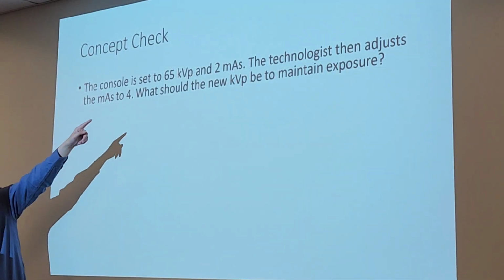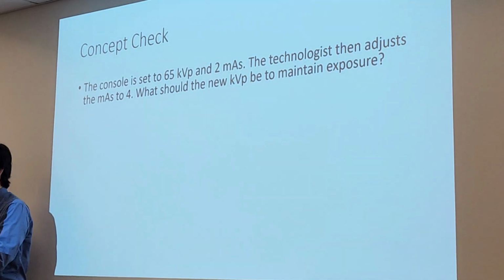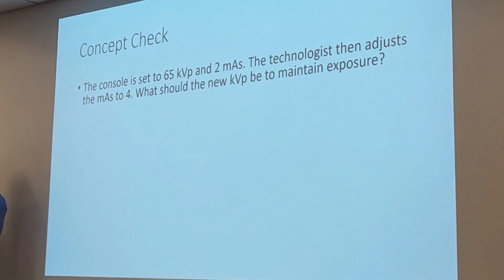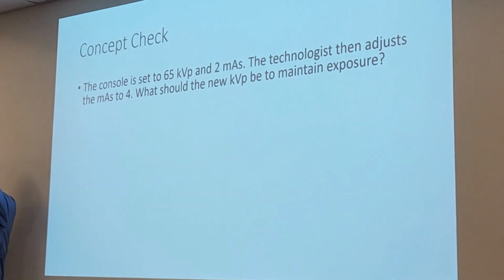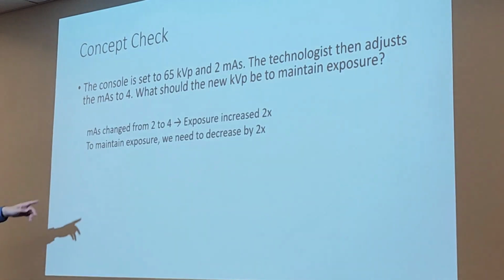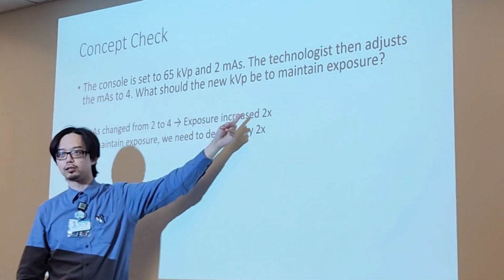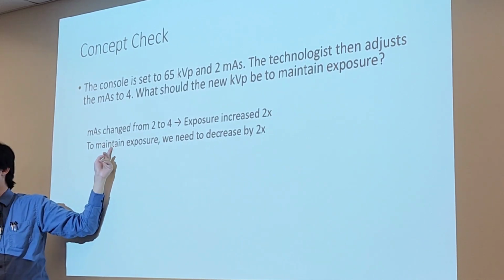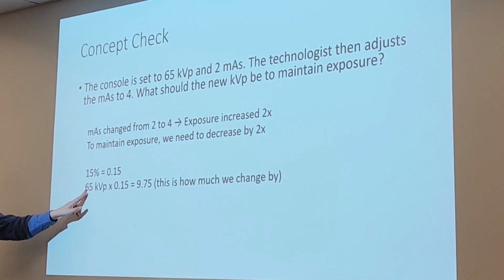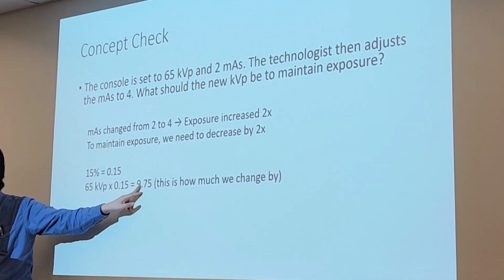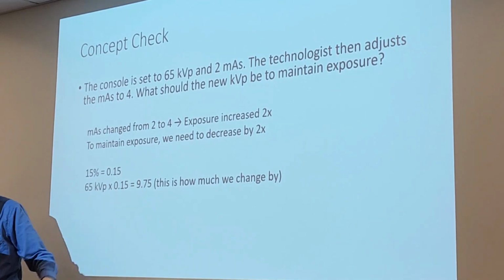In this case, mAs is going from 2 to 4. So mAs brought our exposure up. We need to do the opposite to bring exposure back to normal. I want a higher mAs, so I need to do something to kVp to keep the exposure the same. mAs changed from 2 to 4, exposure increased, so we need to decrease our exposure, bring it back down to normal. So we do our 15% rule: multiplied by 0.15, this is how much we're changing our kVp by.